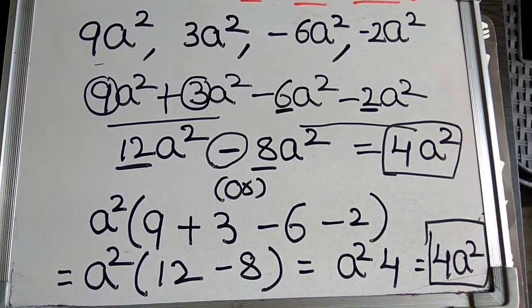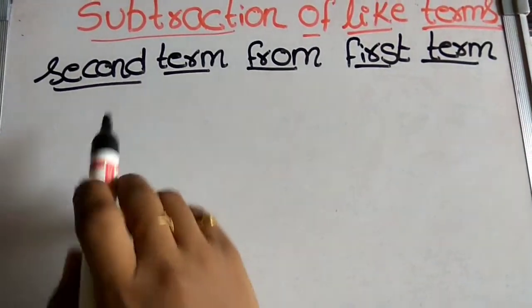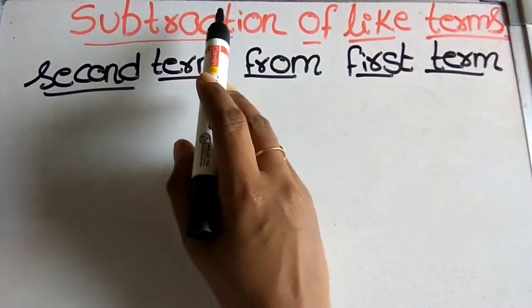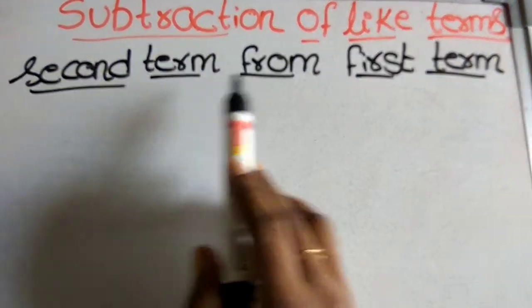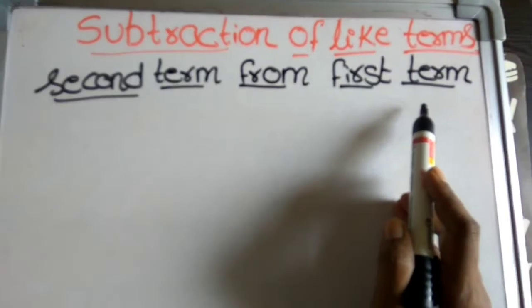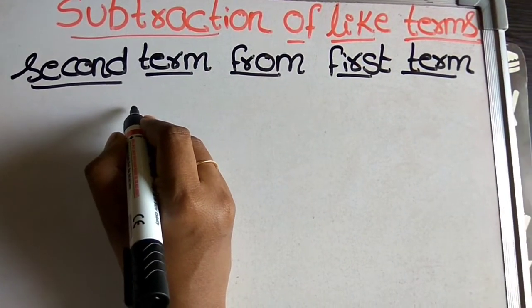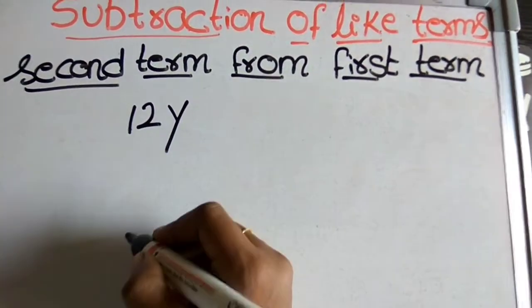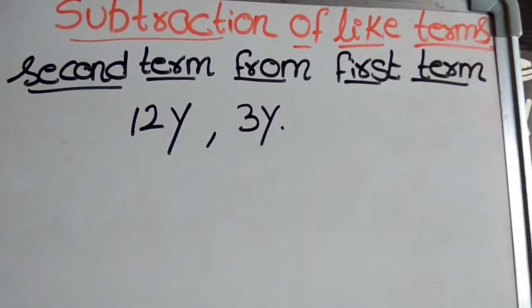Now we see the next one, that is subtraction of like terms. Up to now we have seen the addition. Now we see the subtraction of like terms. Whenever they said like terms, no need of checking it again. So here we are subtracting the second term from first term. So now we are taking the terms 12y. 12y is one term and 3y is the other term.